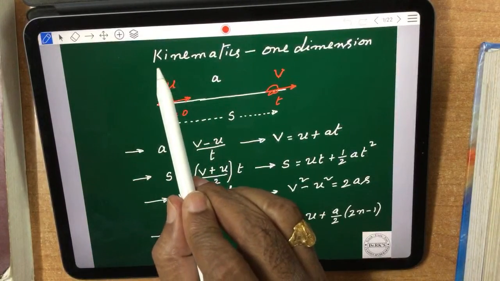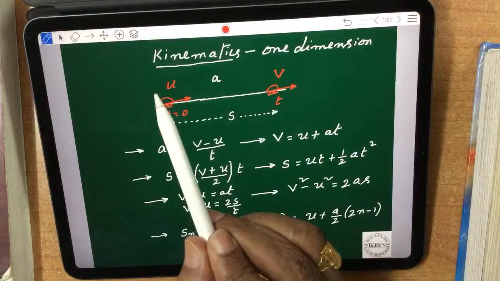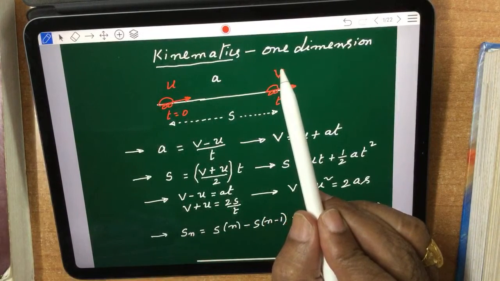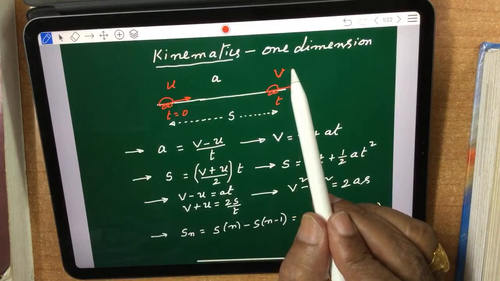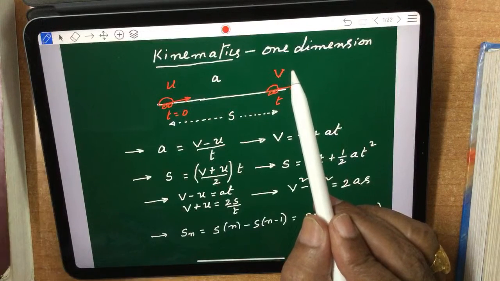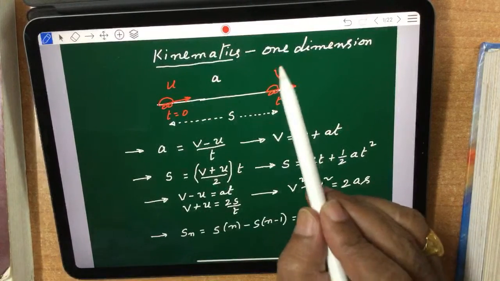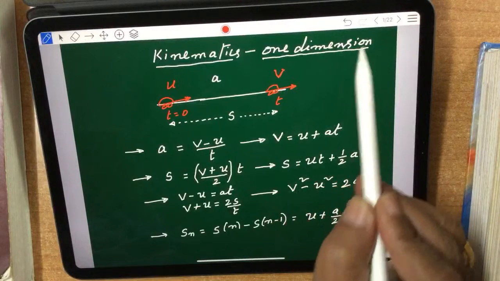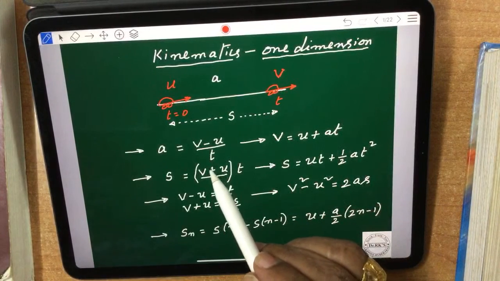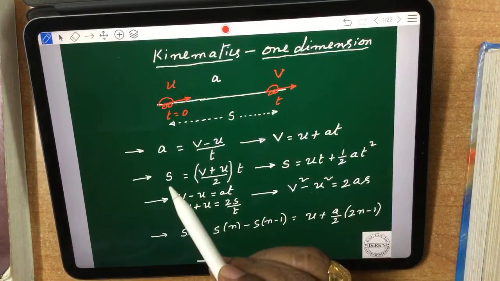I think you might have gone through my earlier YouTube class where I explained each term: rest, motion, displacement, velocity, speed, acceleration, non-uniform velocity, uniform acceleration, non-uniform acceleration. That is one dimension. Of course, first we'll confine ourselves to one dimension. Just 2 minutes, I want to give a brief idea about the 4 fundamental equations of kinematics.